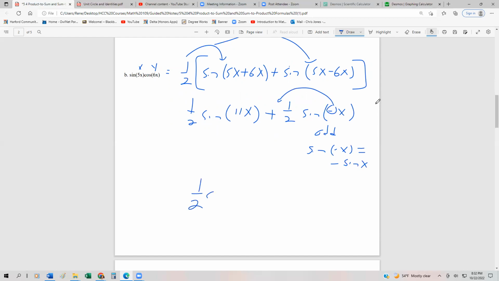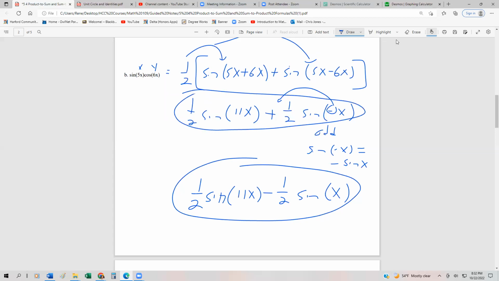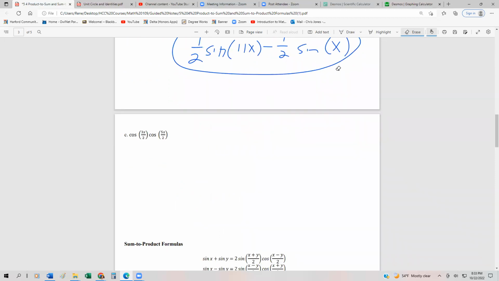And so a final way that we could write this would be 1/2 sine of 11x minus 1/2 sine of x. All right. So both of these are fine. There's nothing wrong with either of them, but the second of the two is a little bit cleaner because anytime we can make that interior function positive, that usually works out well for us. Right. Last one we have here is cos cos.